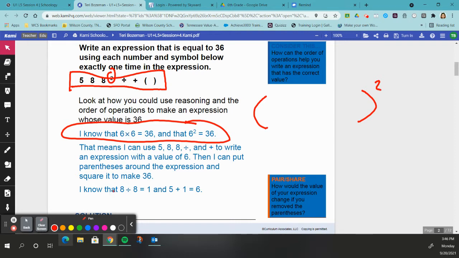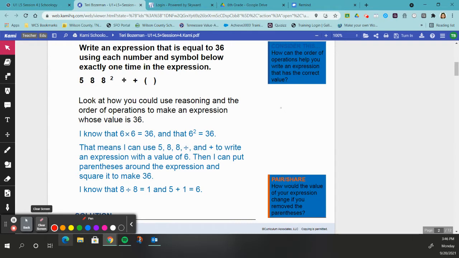So they know that 8 divided by 8 is 1, and then if you add 5 plus 1, you would get 6. So they wanted to do 8 divided by 8 plus 5. That would give them 6, and then they would square that to get 36. So that is an expression that would be equal to 36 using those numbers and symbols.